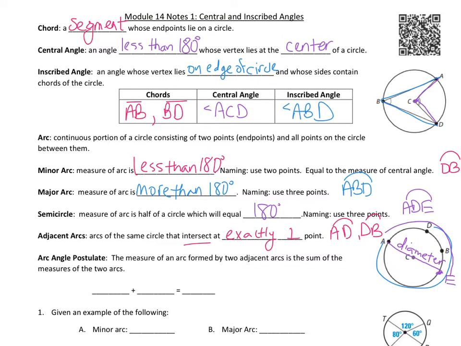Arc angle postulate means that we can add those adjacent arcs together to form the full arc altogether. So if I add arc AD to arc DB, then that would equal my arc AB. And I would still use 3 letters for AB because I can see that from A to B is less than 180 degrees. And if we put numbers in there, say AD was 80 degrees and DB was 40, then the measure of arc AB would equal 120 degrees because that would add the 80 and 40 together.